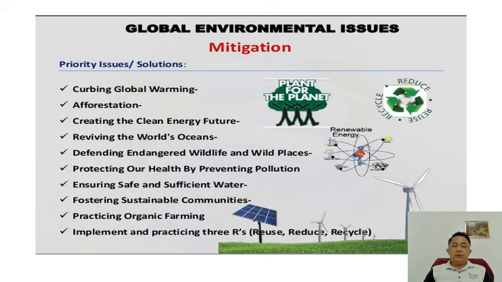So we have already discussed some of the causes and effects of global environmental issues. The next slide that you are viewing is on the mitigation, or giving solutions to the different problems that we have narrated. Okay? So what are the priority issues that need mitigation or solution? So ito yung mga kailangan ng lunas. Okay, so ang una na kailangan ng lunas or mitigation ay yung pababa natin sa global warming.